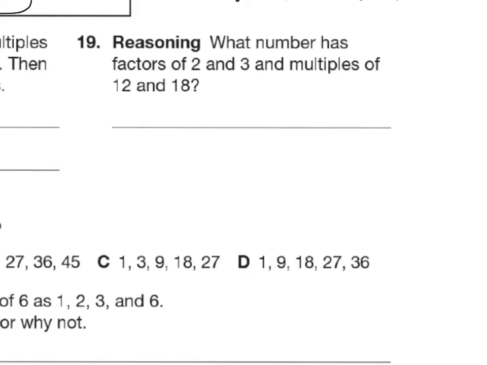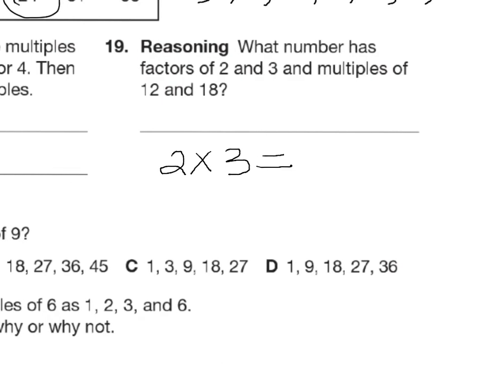Number 19. What number has factors of 2 and 3 and multiples of 12 and 18? Alright, so we're looking for something that has 2 as a factor and 3 as a factor. What are factors again? Factors are what makes up a number. Right? And multiples of 18 and 12. So we're looking for the factors of 2 and 3.